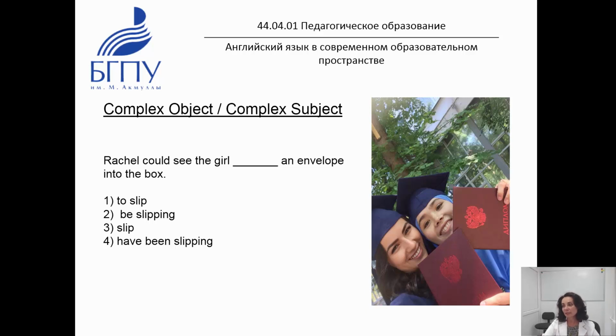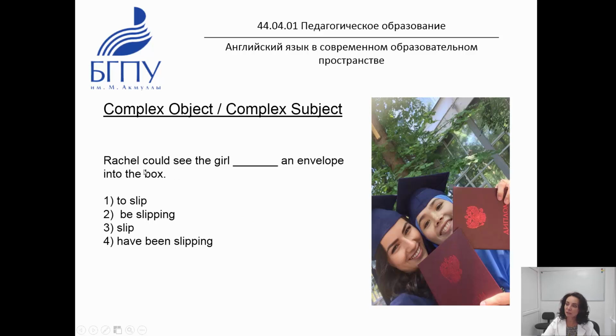With the verbs of mental activity like want, would like, to be eager, the infinitive should be used with the particle to. Let us see the sentence. Rachel could see the girl slip an envelope into the box. To slip means опустить. So опустить presupposes the fact, not the process. That's why we are to use the infinitive here.